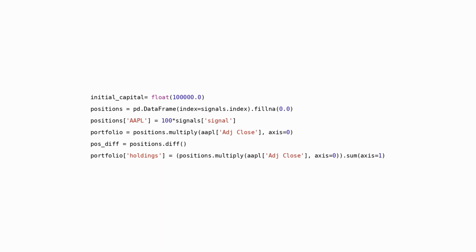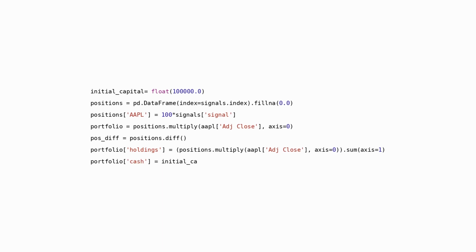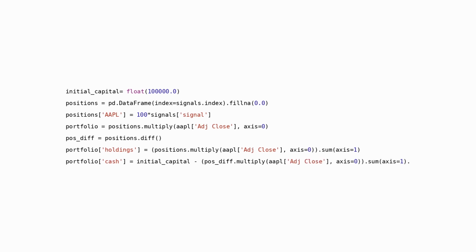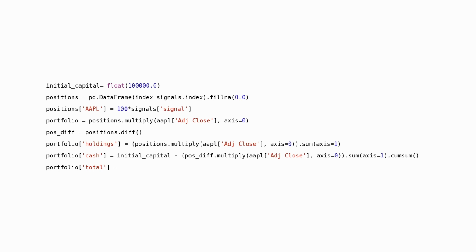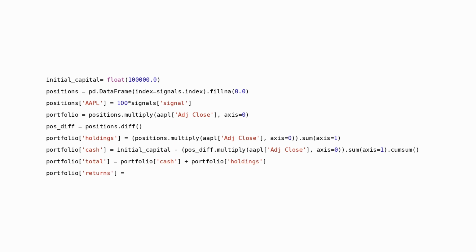A new data frame, portfolio, is then created to calculate the market value of the held Apple shares based on adjusted closing prices. Additionally, the code calculates the position differences between different time points and updates the holdings column in the portfolio data frame with the sum of the adjusted close price multiplied by the number of shares across all stocks. The cash column is updated to reflect the remaining funds after buys and sells, and the total column reflects the total value of the portfolio by summing the cash and holdings. Finally, the code calculates the percentage change in the portfolio's value over time to determine the returns. Overall, this code allows for the calculation of the value and returns of a trading portfolio over time based on buy and sell signals for a specific stock couple in this case.